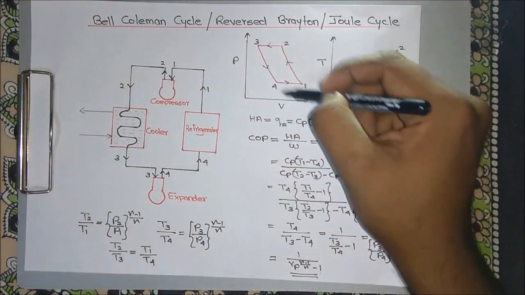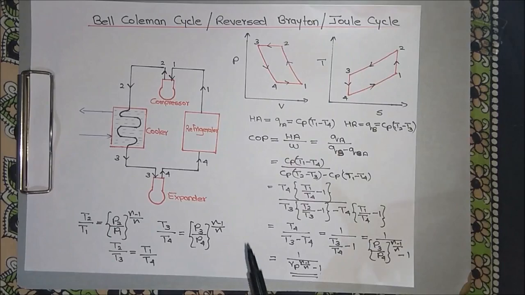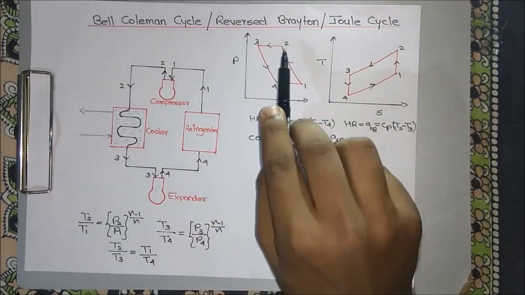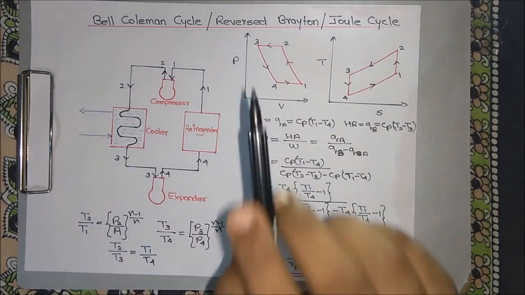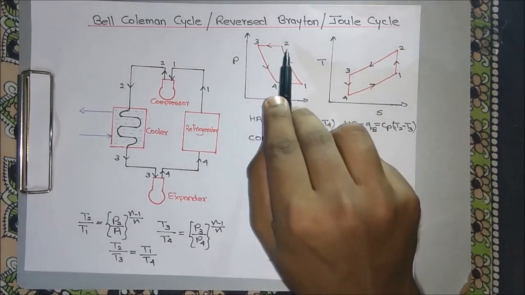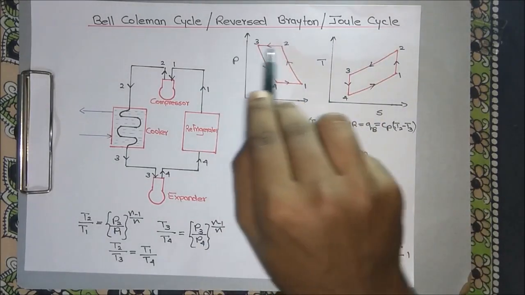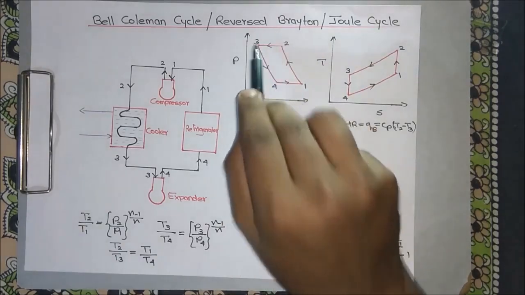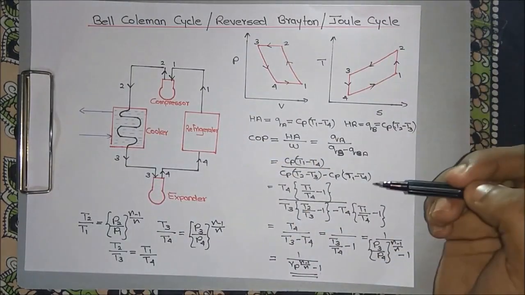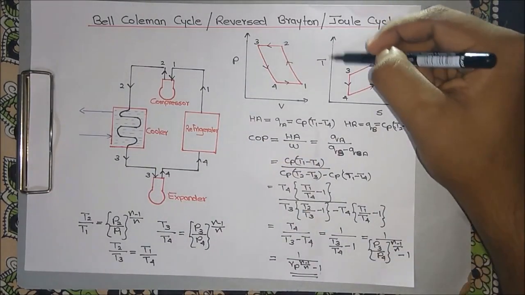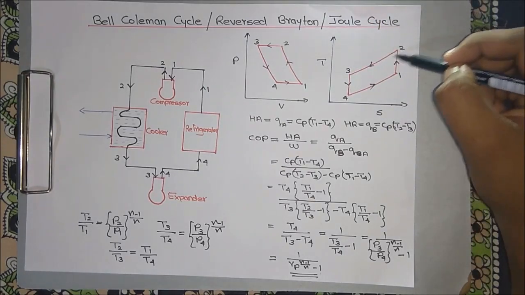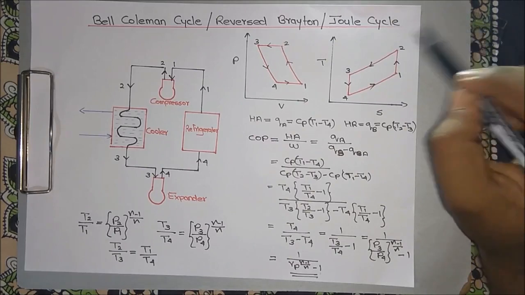So we can denote it in the PV as well as the TS diagram. In the PV diagram, the state at 2 is marked here. From 2 to 3, it is an isobaric process. So cooling happens. Cooling means the volume reduces, and in an isobaric process the pressure remains constant. From 2 to 3, the volume is reduced. In a TS diagram, here the cooling takes place. Cooling means the temperature is reduced. So from 2 to 3, the temperature is reduced, and this follows an isobaric process.